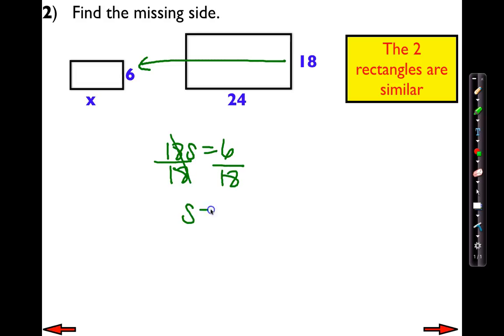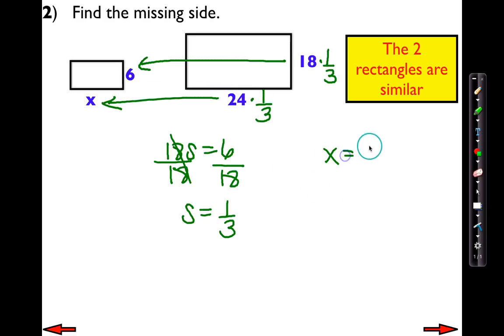And I'm left with S equals 1/3, which means 8 times 1/3 gave me 6, which should mean 24 times the scale factor of 1/3 should give me X. So to solve for X, you would do 24 times 1/3, and that would give you 8.